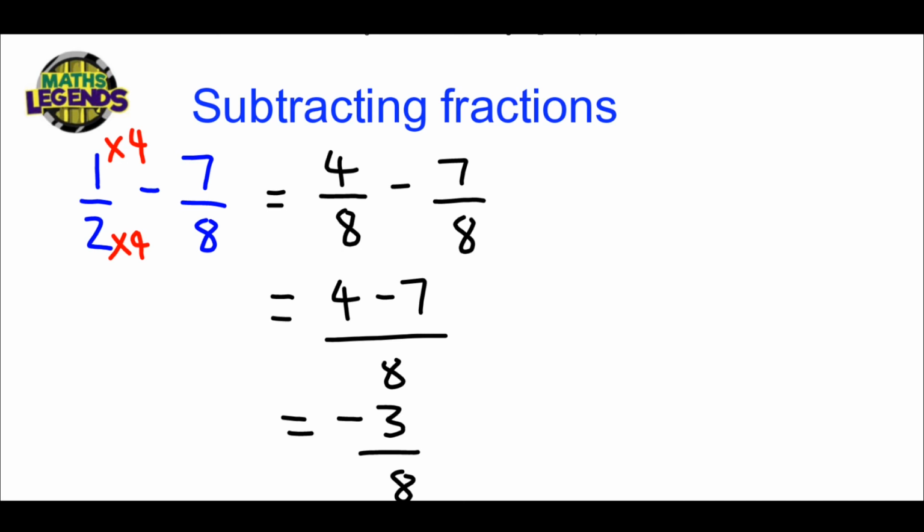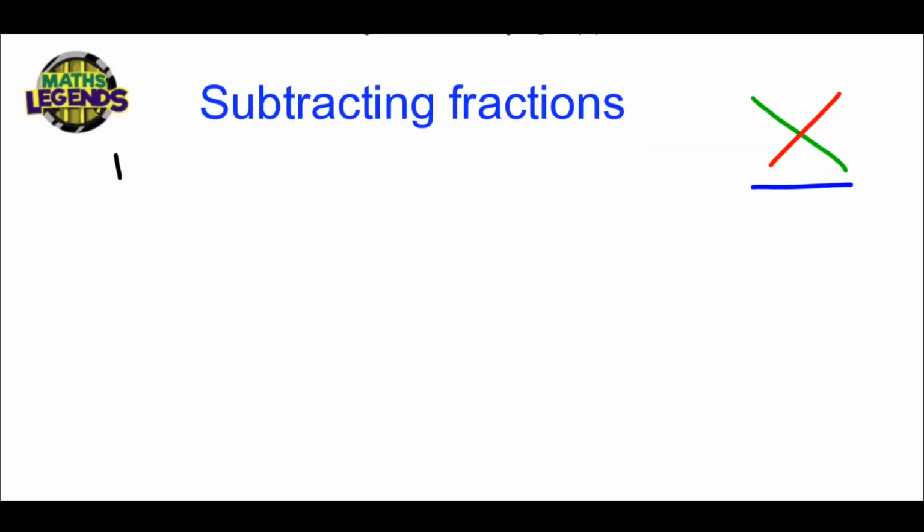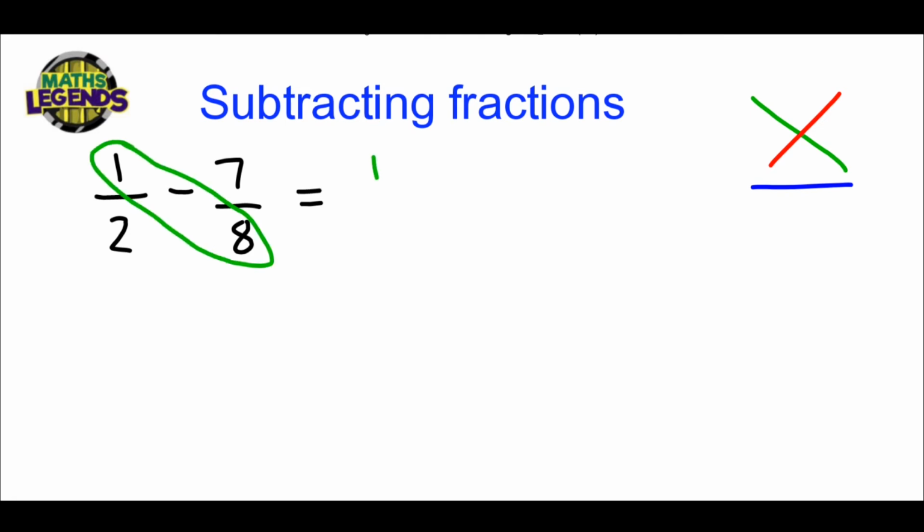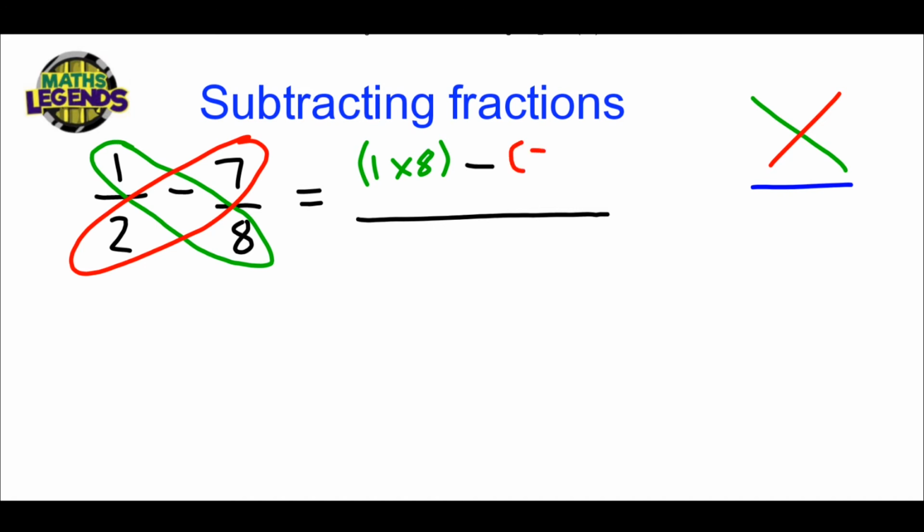Now let's do the same question, but this time with the cross bottom method. So the question was 1/2 minus 7/8. We're going to do our first cross, which is 1 times 8. We then do the next cross, which is 2 times 7. And then the bottom, which is 2 times 8.